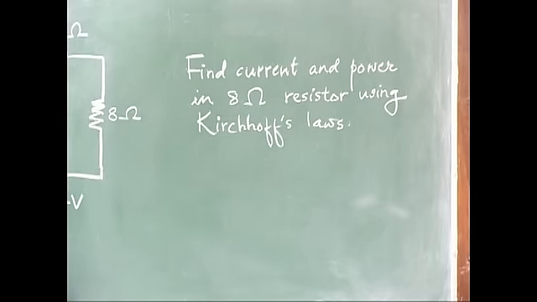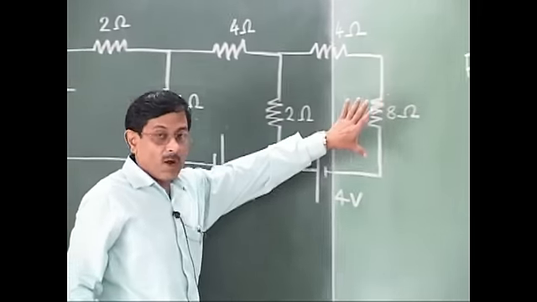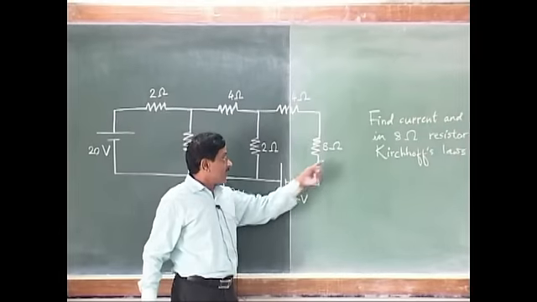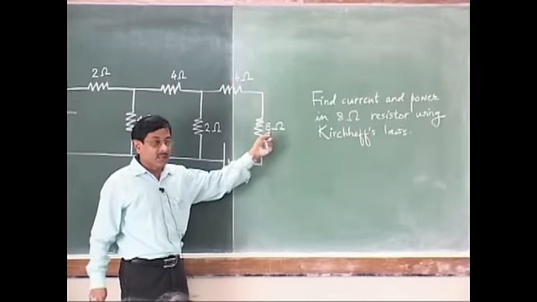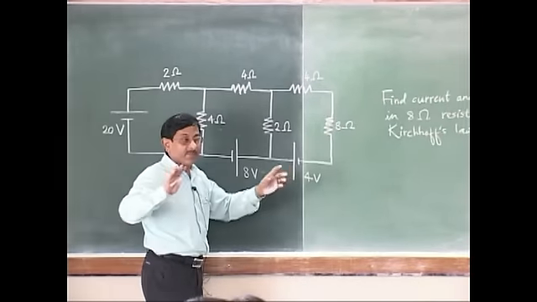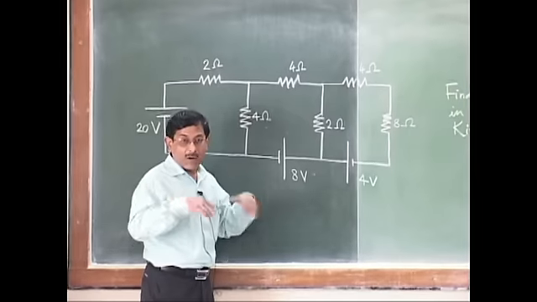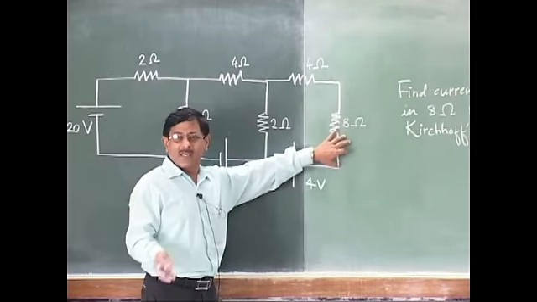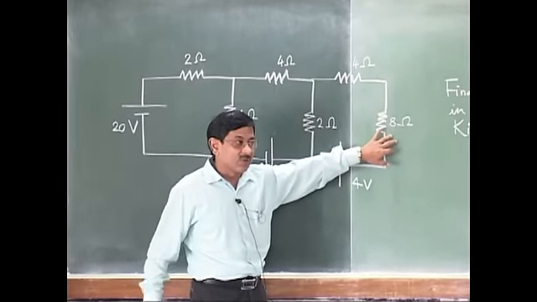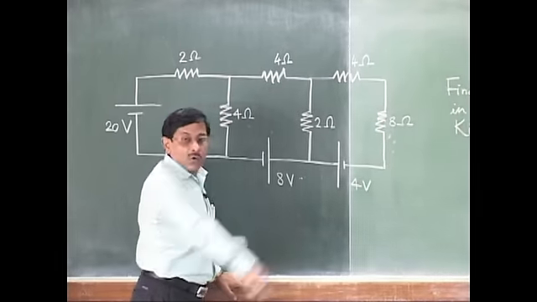Now from where to start? That is the first thing. They have given a circuit, they have mentioned the problem also. They want finally what would be the current flowing through this 8 ohm resistor and also what would be the power dissipated in it, or power consumed by the resistor. Power dissipated is also called power consumed. So how to start now?